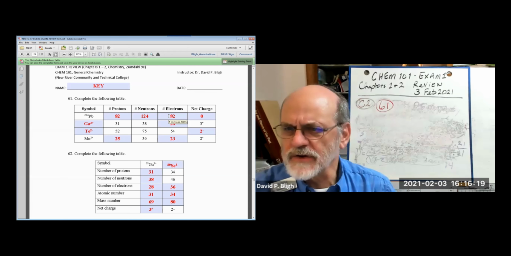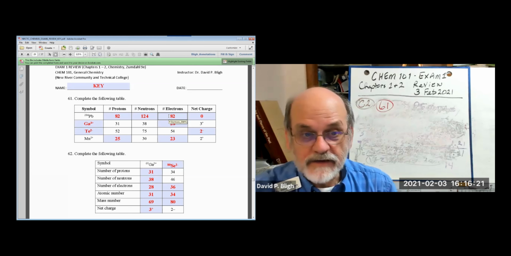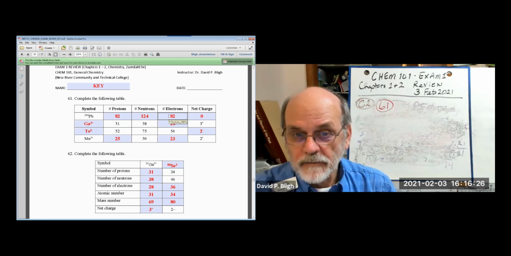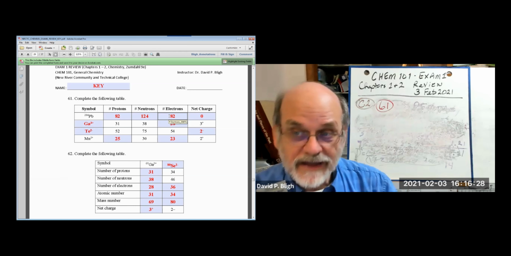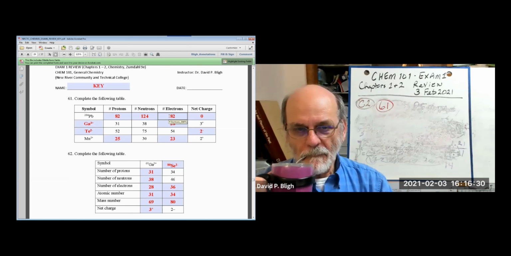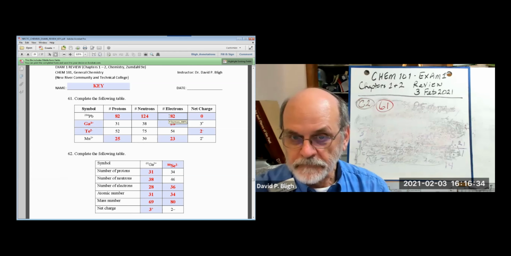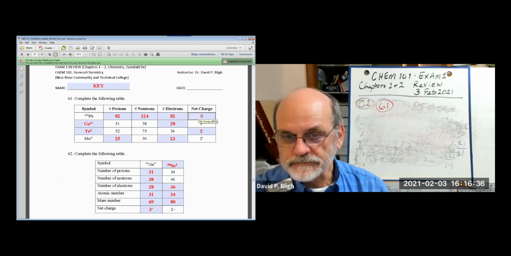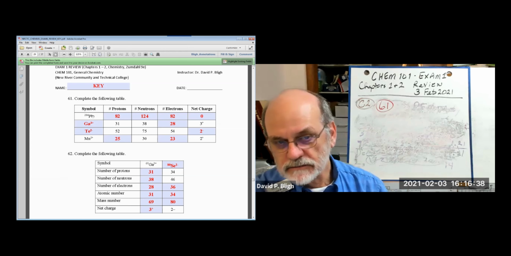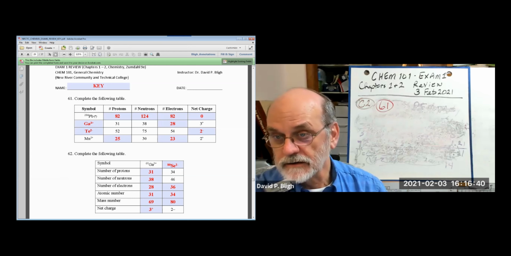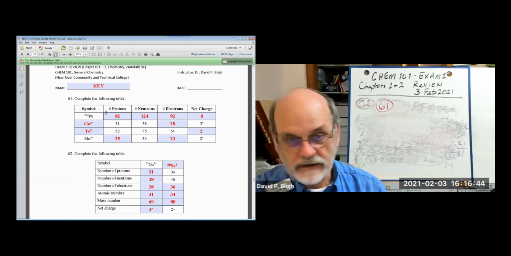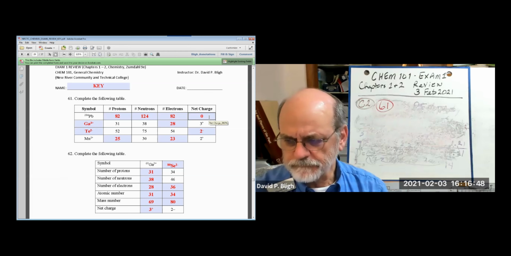How many electrons do you have? Is this charged? If it's neutral, the number of protons and the number of electrons is equal. So you have 82 electrons also. And the net charge is zero because there's no charge there, right? Where would the charge be? Upper right-hand corner. Not there. So it has to be zero.